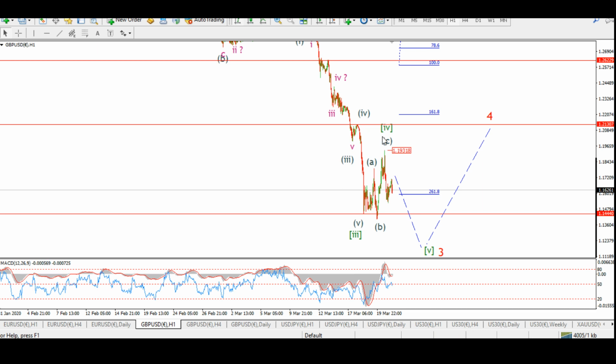So anyway, fourth wave correction. Looks like we're getting into wave 5. So that should break below 1.14 again. In order for that to remain valid, we need to see 1.1931 hold, and if that 1.1931 breaks, that just means that wave 4 is underway earlier than expected.